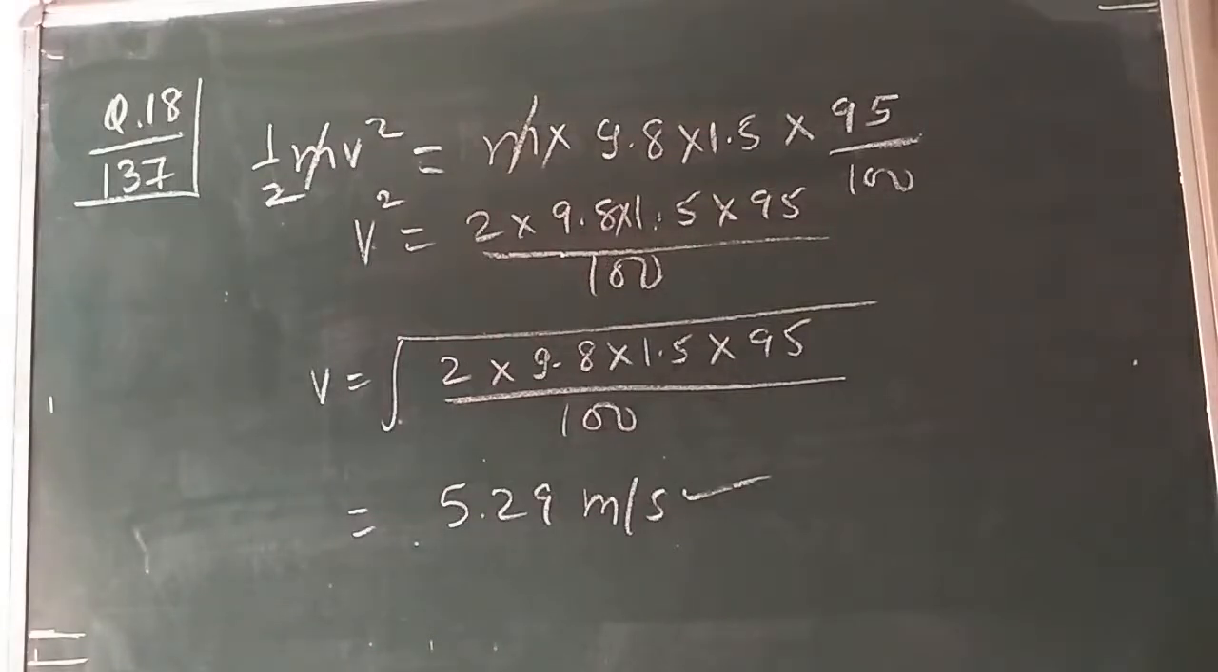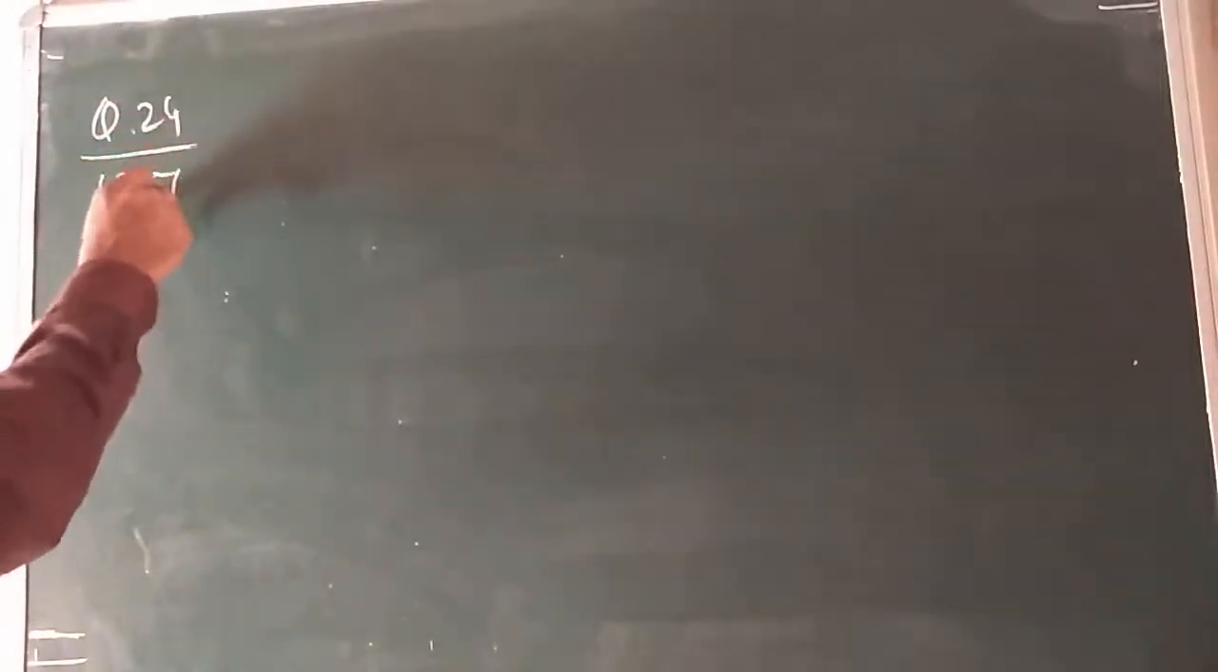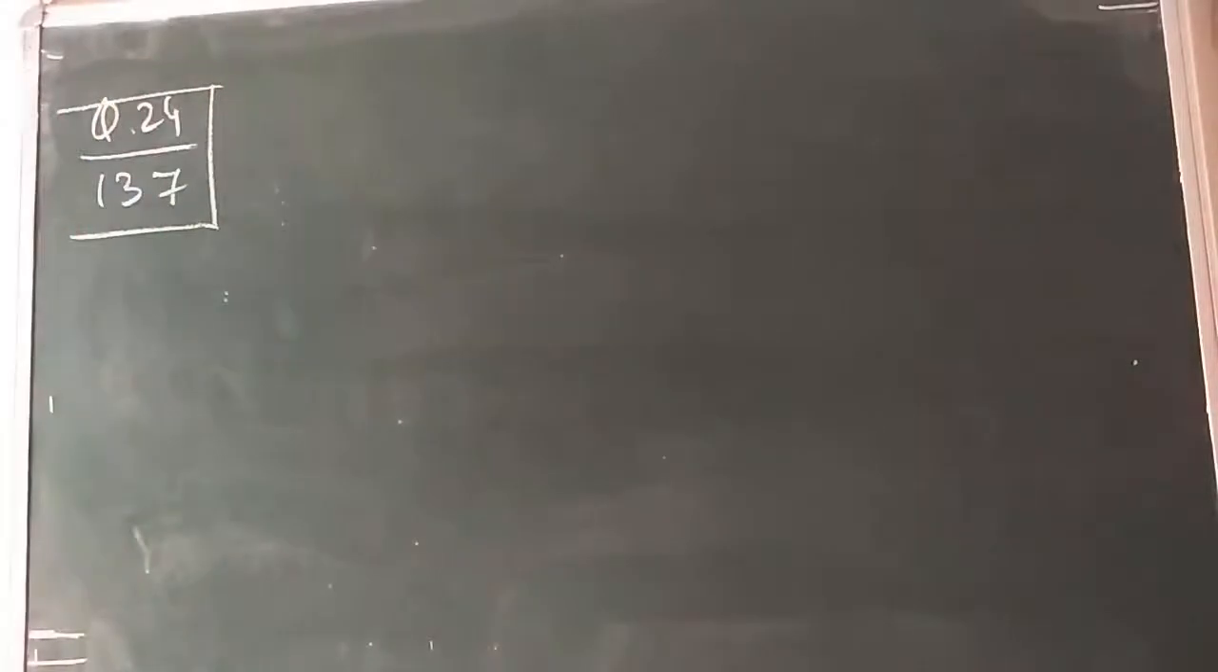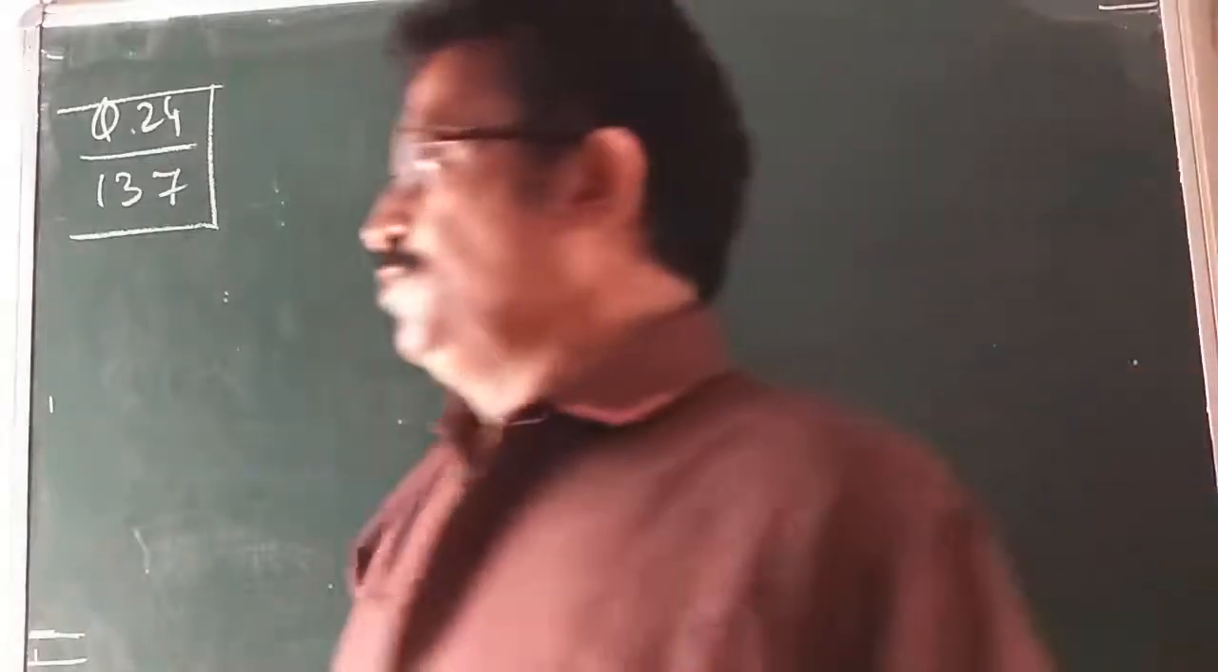Now, see one more numerical here. See question number 24. Solve it. Okay. Now, question number 24 at page number 137. Read the question carefully. What is that?